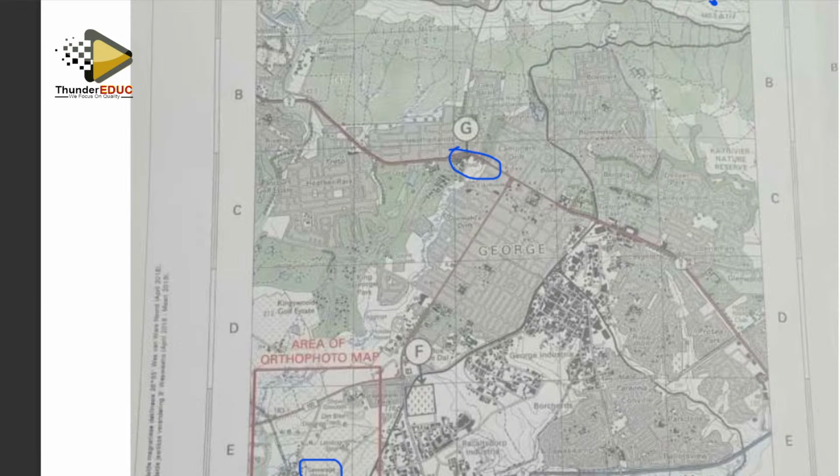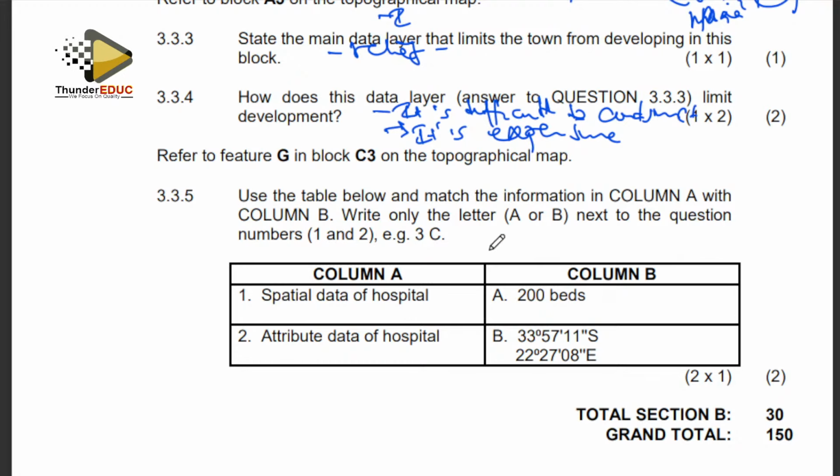Okay. All right. The first question says, use the table below to match the columns. Write only letter A or B depending on what you are asked. Spatial data of a hospital is this. Attribute is this. I told you spatial shows location. And the location must be in degrees, minutes, and seconds. So definitely this goes here. And attribute, 200 beds, this goes here. So attribute, further explanation of a geographical feature. Therefore, number 1 is B, and number 2 is A. Just like that.